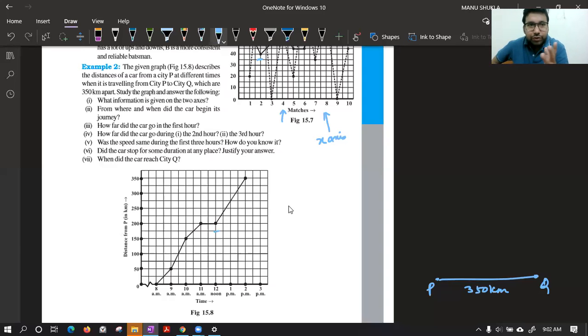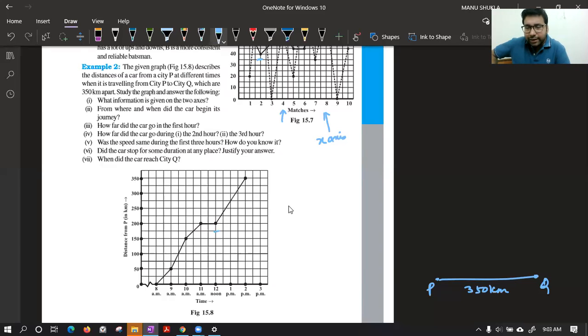Now let us start. Second part, from where and when did the car begin its journey? Class, tell me from where and when. Yes, in the x-axis, a kink is used because they must not be using the earlier time. Because if you start from zero, the time will be 1 a.m., 2 a.m., 3 a.m., 4 a.m., 5 a.m., 6 a.m., 7 a.m. And those 7 hours of time are wasted in your graph. That is why they have pushed the graph and made a kink.